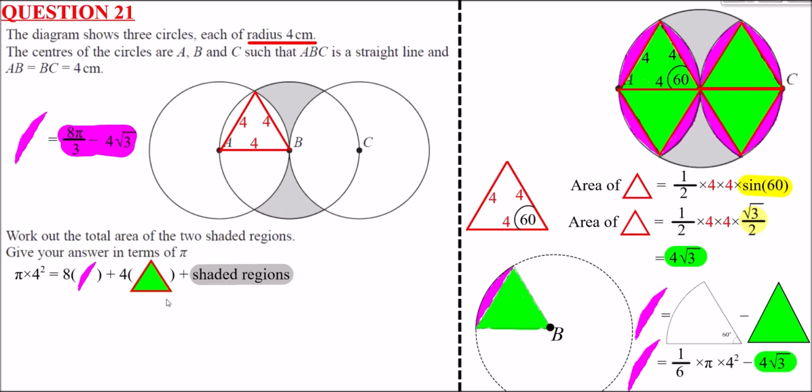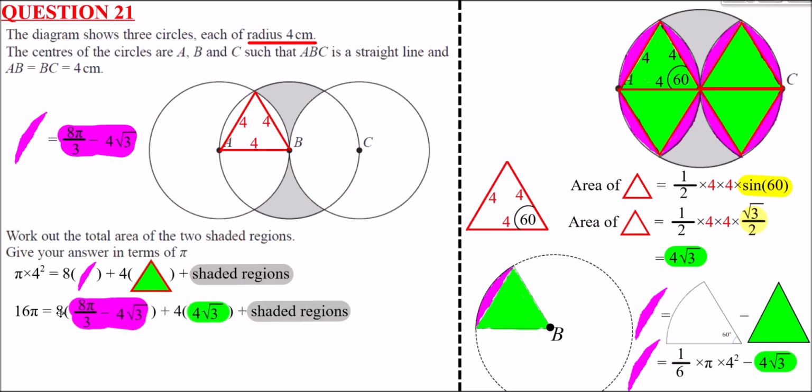So this is going to be the basis of our equation, which we can rearrange and solve, so we're nearly home and dry. So 4 squared times pi, that's 16 pi, and likewise 8 of these slices, we can substitute in the actual numerical value for the area of each slice. Same with these triangles. So if we substitute in the actual values, we're going to have this. 16 pi equals 8 of these slices, each one's got this area, plus 4 lots of 4 root 3, because each triangle's 4 root 3, plus of course the shaded regions.